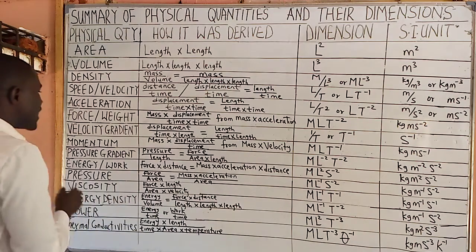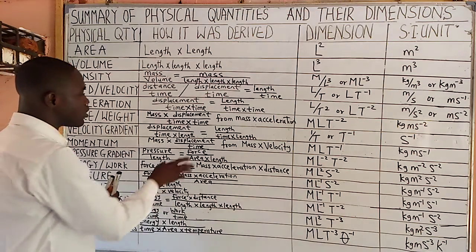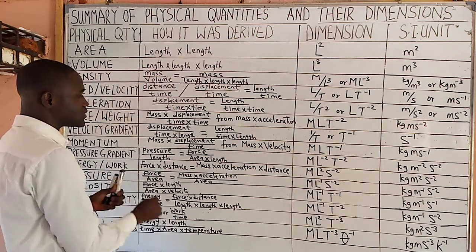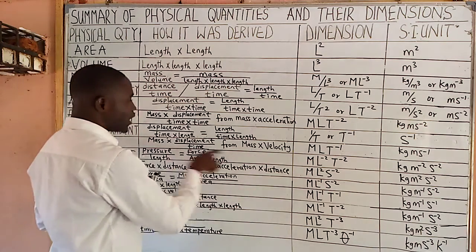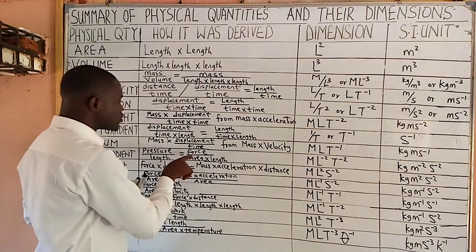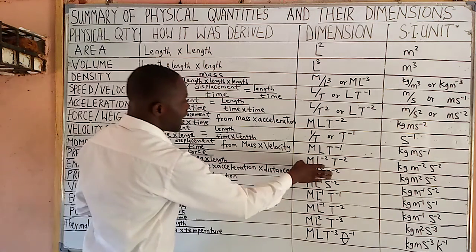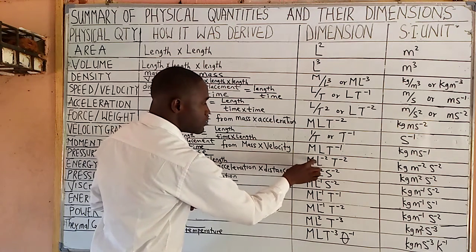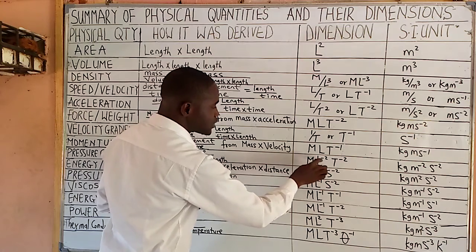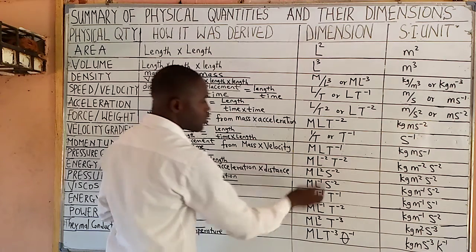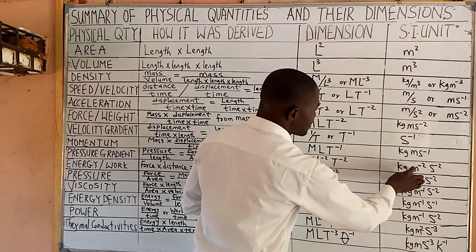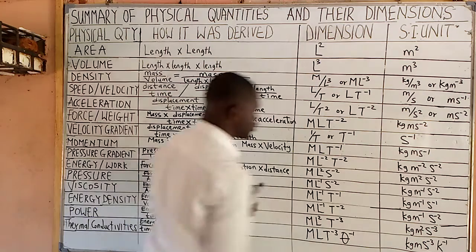For pressure gradient, we say pressure over length equals force over area times length. Then, from there, force is mass times acceleration. Force over area times length, the dimension is M times L raised to power minus 2, T raised to power minus 2. Then the unit is kilogram meter raised to power minus 2 and s raised to power minus 2.